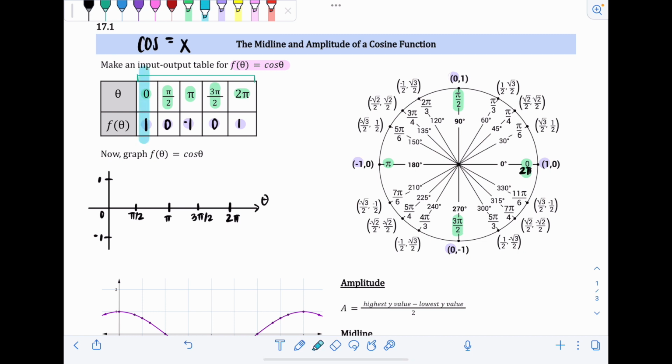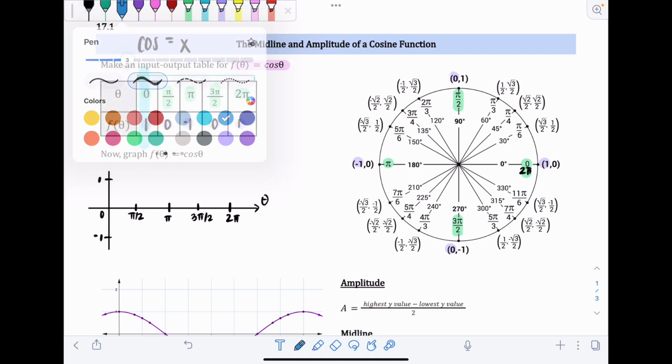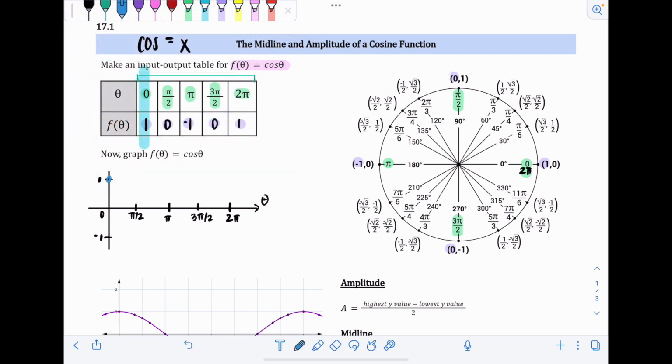So the first one is (0, 1), so that means I would not go left or right at all. I would just go up 1. That would be the starting point of my graph. And when I say starting point, it's just the first one we plot. It's the y-intercept, but the graph will continue left and right forever. And then the second point, pi over 2 and 0. So I'm going to go over to pi over 2, and then I won't go up or down at all since the output is 0. The third point is pi and then -1. So I would go over to pi and go down 1.